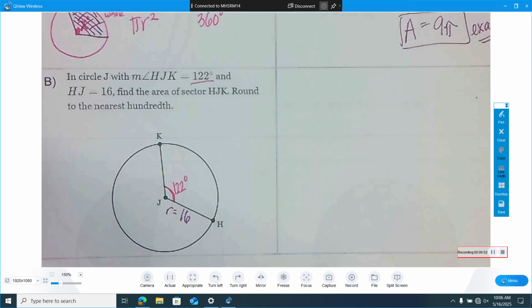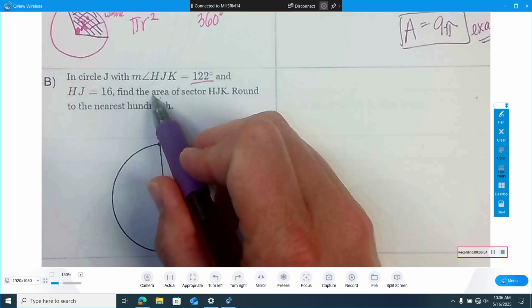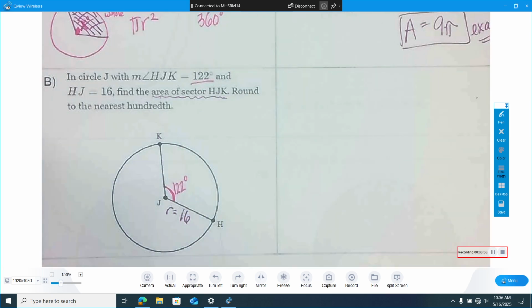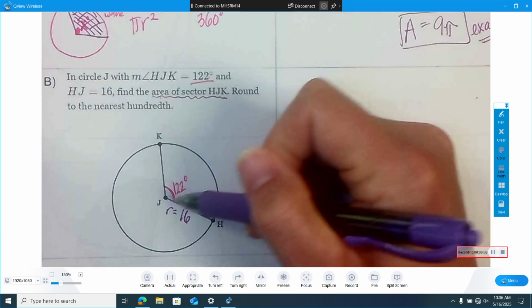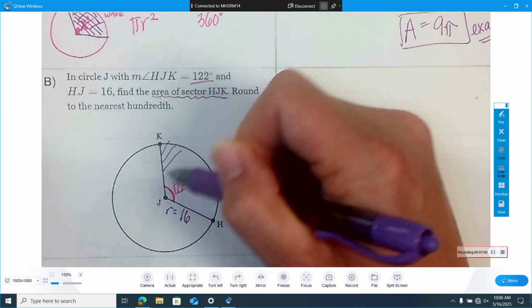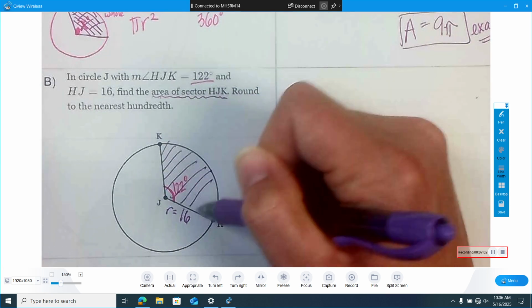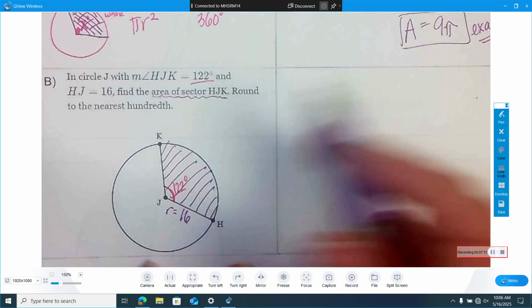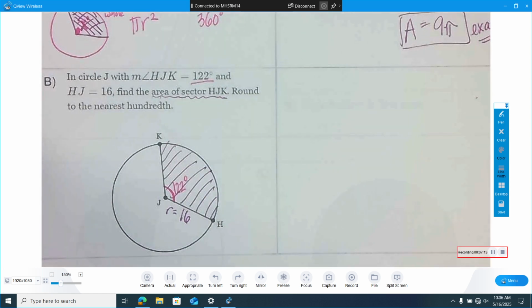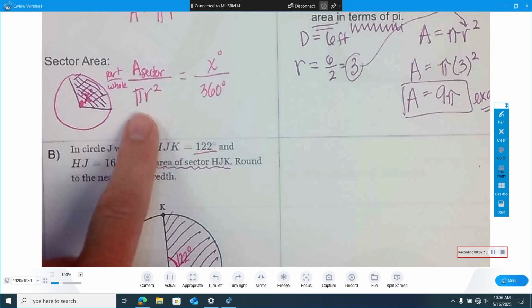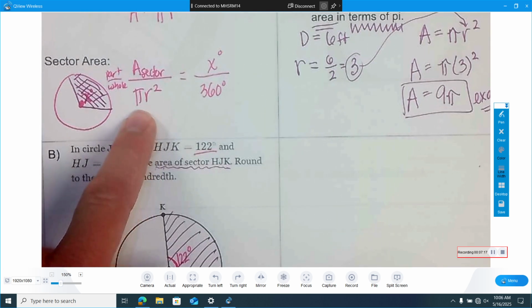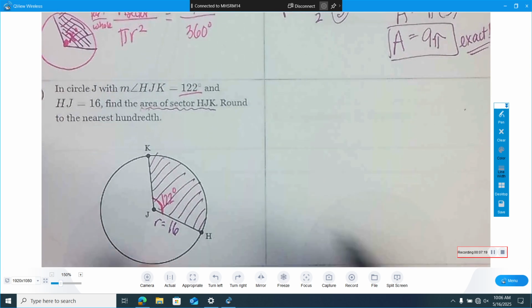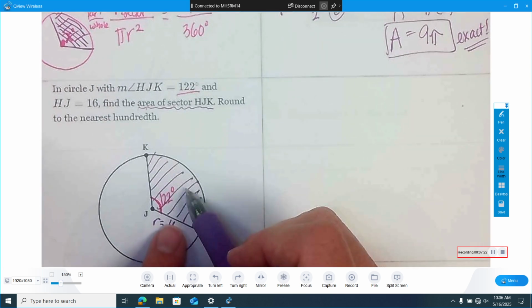And it wants us to find the area of sector HJK. HJK is the area of this little wedge of the circle. So we just want to find that sort of shaded area. And we want to round to the nearest hundredths. So this is sector area. So I'm using this sort of proportion model to set up, okay? So I need to figure out the area of this sector.